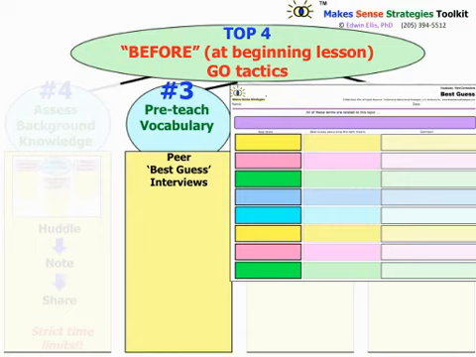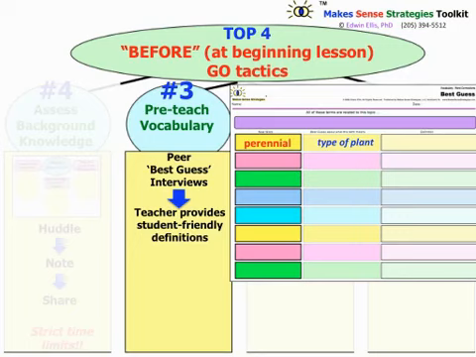What we'd have students do is meet with peers, either with a partner or with small groups, and interview each other, in other words, to get their best guess of what this term is about. So let's say the word is perennial, and so what they're doing is they're interviewing different peers to find out what they think the term means, and then they list their best guess of the definition. And then that's followed by the teacher then providing the actual correct definitions of the term.